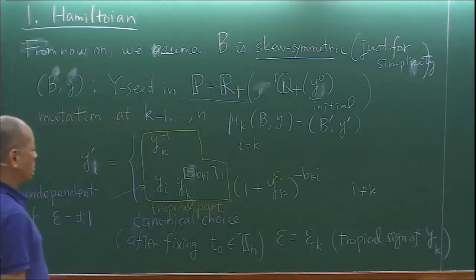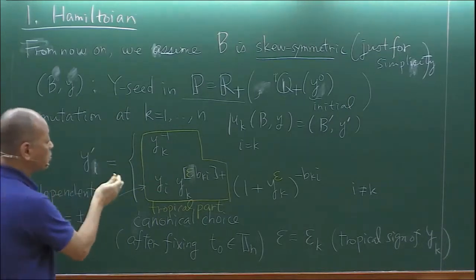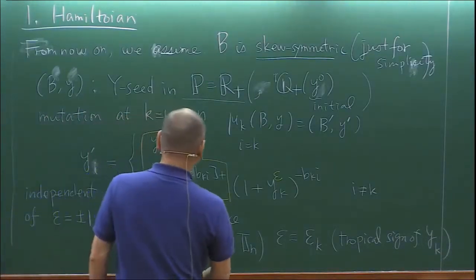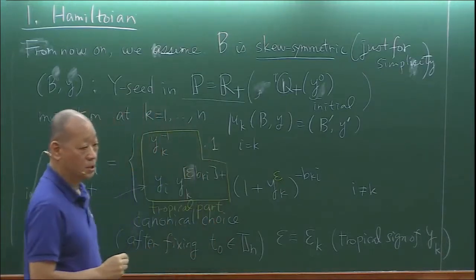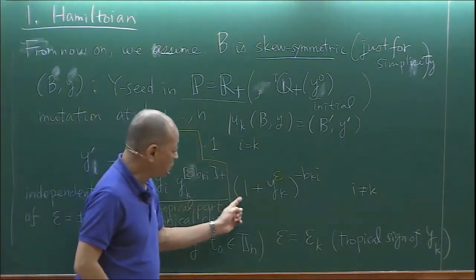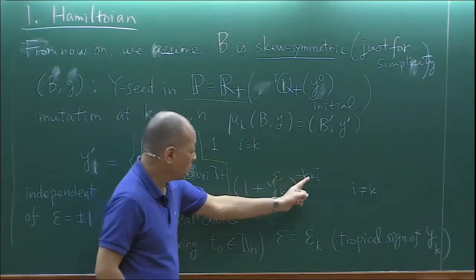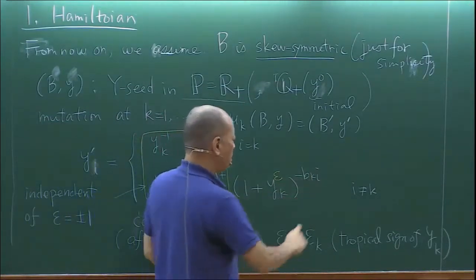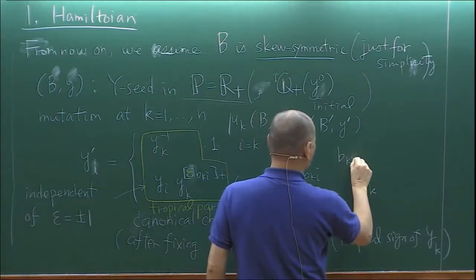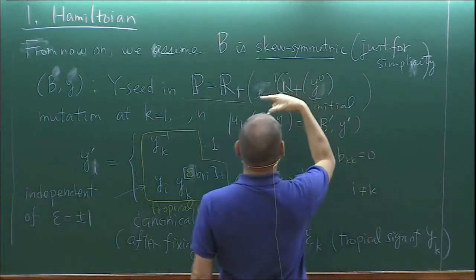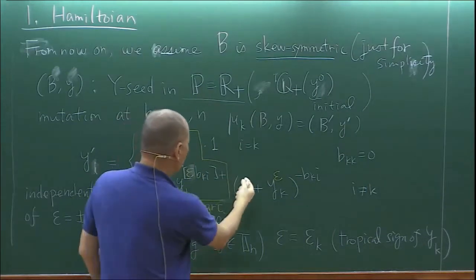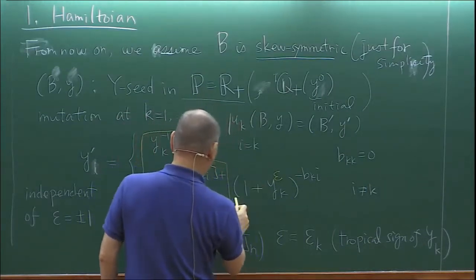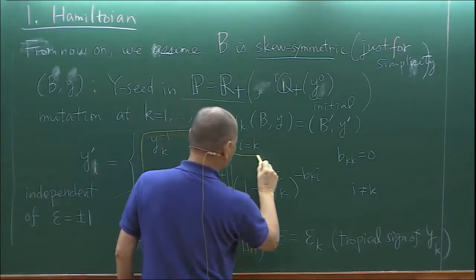Last time I mentioned this when we talked about the separation formula, but now I'm talking at the level of mutation. There is some hidden multiplication of number 1 here, and number 1 is actually a part of this formula. When you set i's or k's, then b_kk is always 0 due to the skew-symmetric or skew-symmetrizable property. So this is a part of the same formula, and this is just multiplication.